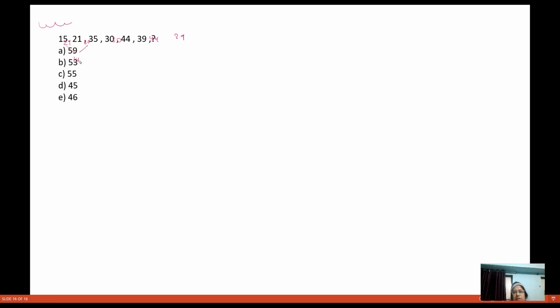So obviously, this is a 14 difference, this is a minus 5 difference, this is again a 14 difference, this is again a minus 5 difference, and this is again a 14 difference. So how much are you getting here? Obviously 53. This question was a little on the easier side.